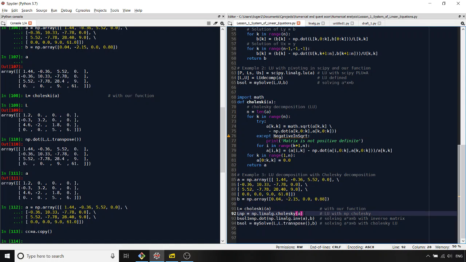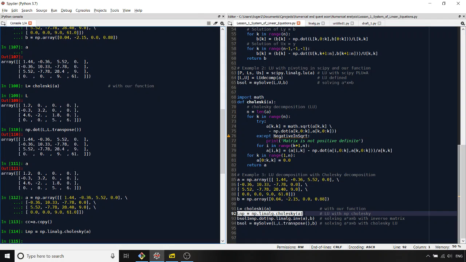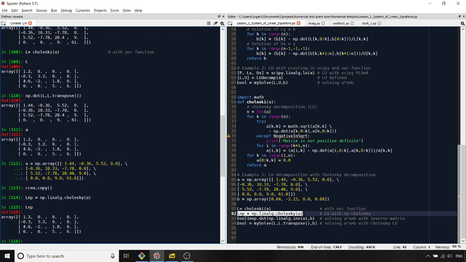And let's have a look at the result, to see whether using built-in functions affects anything. So we have L for the triangular matrix, which is similar to what we got using our user-defined function, this function, I mean. And so now we have the Cholesky decomposition, and our final aim is to find a solution to the linear system, right? A and B.